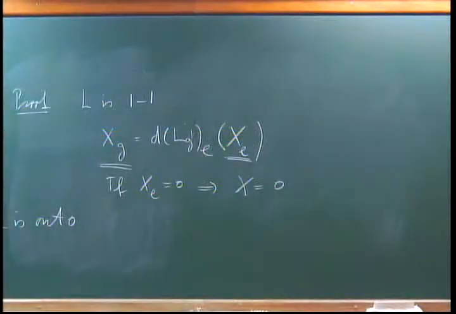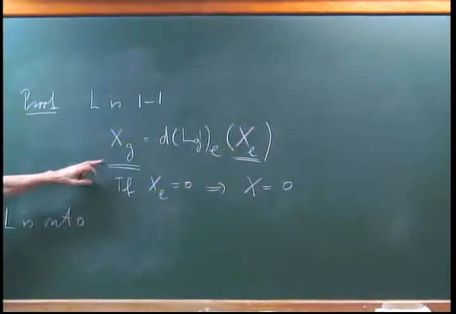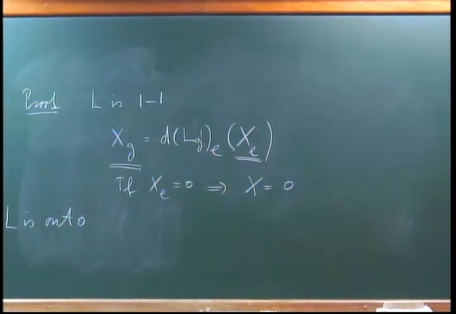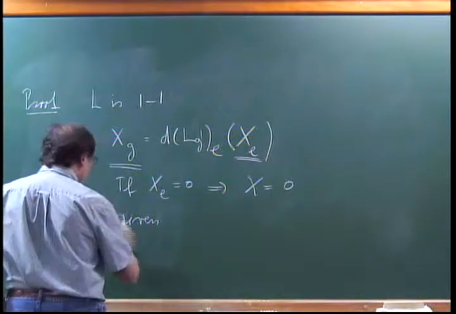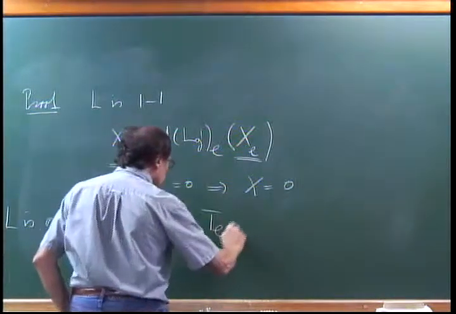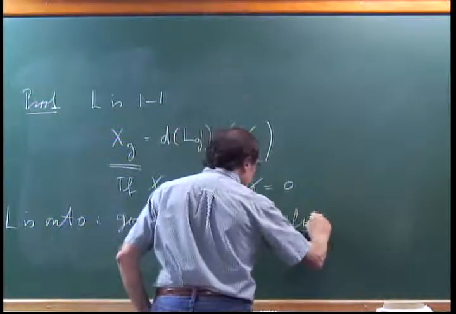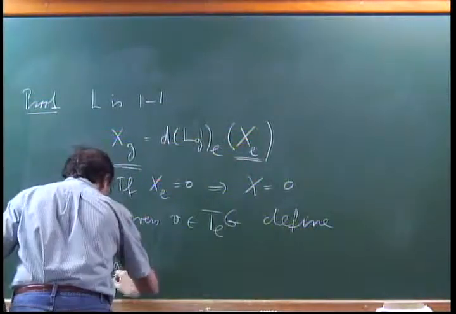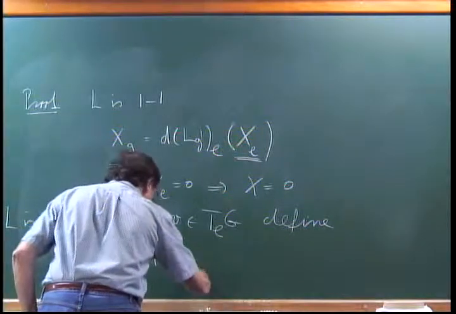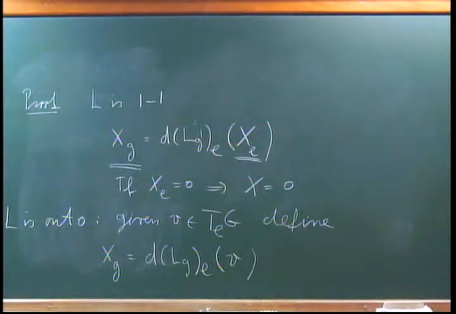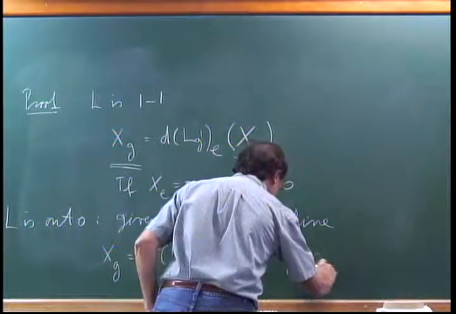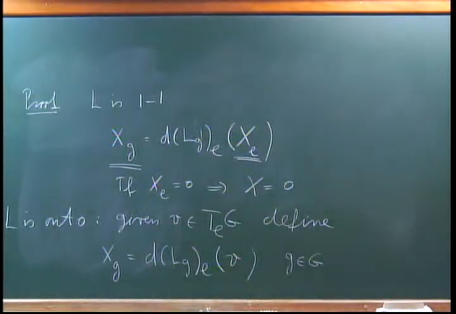Now I want to show it's onto. I think it's almost obvious, because that's how you define it. Given a vector at the identity, let's call it V, define a vector field by saying X at G is the derivative of LG applied to V. That defines a vector at every point in the Lie group. That certainly has to be satisfied if it's left invariant. That's one of the properties.